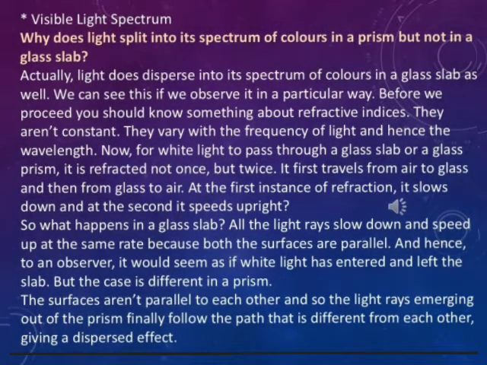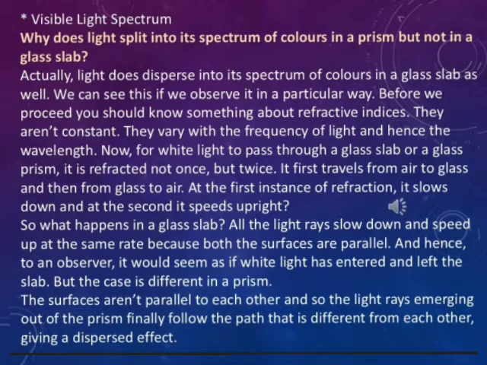Visible light spectrum. Why does light split into its spectrum of colors in a prism but not in a glass slab? Actually, light does disperse into its spectrum of colors in a glass slab as well. We can see this if we observe it in a particular way. Before we proceed, you should know something about refractive indices. They aren't constant. They vary with the frequency of light and hence the wavelength.